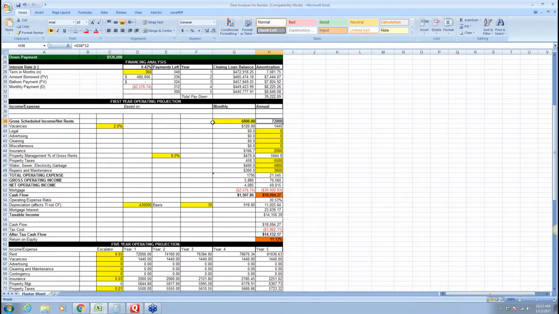So moving on to expenses, this is going to be arguably the most important part of your analysis. You really want to get this part right and make sure you're including all expenses, and you'll see that in a minute here. And one of the things, especially your first entry, vacancies. Vacancies, you always want to include vacancies, in my opinion. You are going to have vacancies at some point. It's just a matter of when.